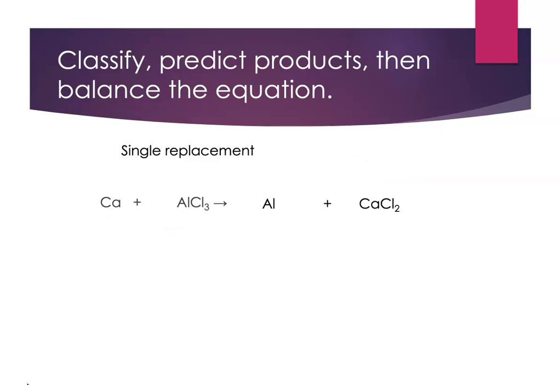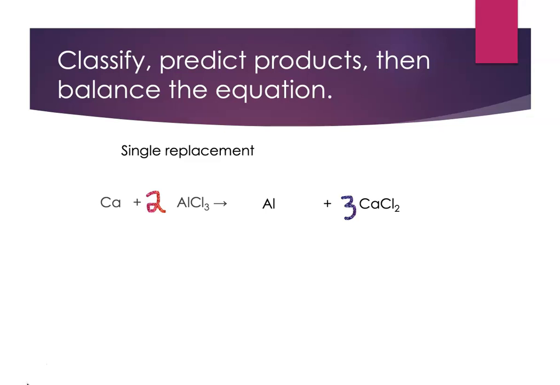Now that I have correct formulas, I can think about balancing. I've got 3 chlorines on the left and 2 on the right, but I can easily take care of that with coefficients. So if I have 3 calcium chlorides, if I put a coefficient of 3 there, and a 2 as a coefficient in front of the aluminum chloride, that gives me 6 chlorines on both sides. And now I can go ahead and balance the metals.